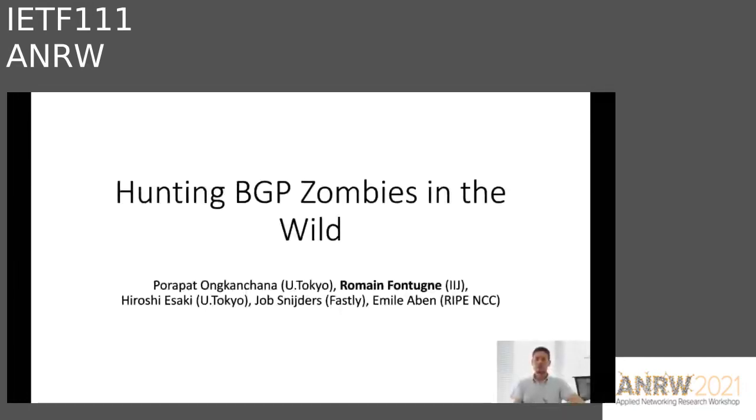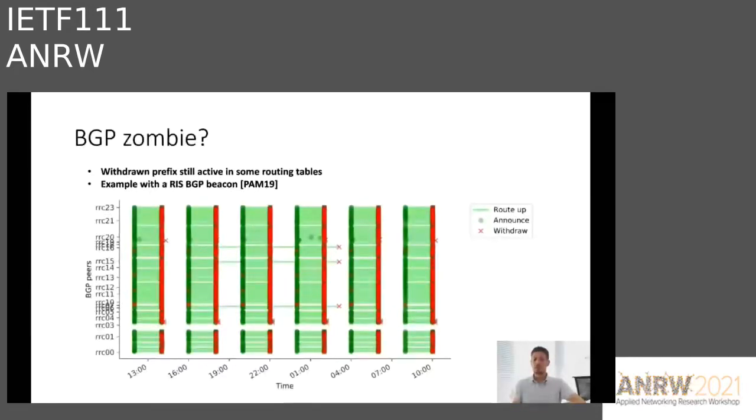Hello, everyone. This is Romain Fontaine from IIJ Research Lab. And today I will present our latest results on BGP zombies. So first, let me explain what a BGP zombie is. So this figure represents how one prefix is seen by RIS routers. On the y-axis here, you have all the RIS routers. And on the x-axis, you have time. The prefix we are looking at is one of the RIS BGP beacon prefix. And the green circles here shows that the prefix is announced by one of the router. Then the green line shows that the prefix is active in the router routing table. And the red cross shows that the prefix is withdrawn by the router.